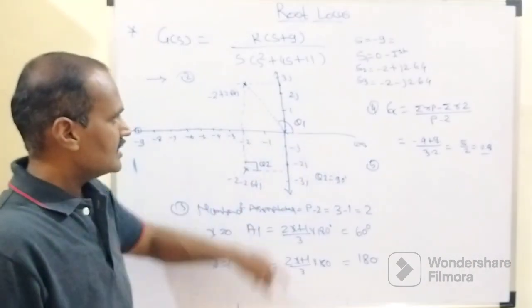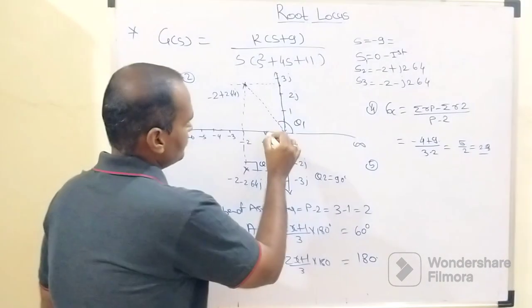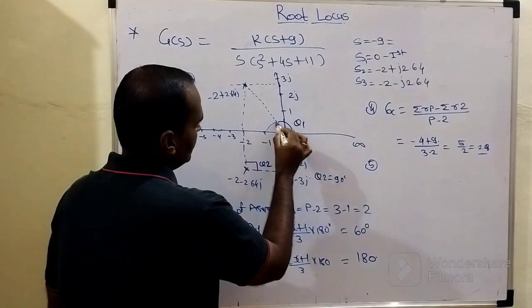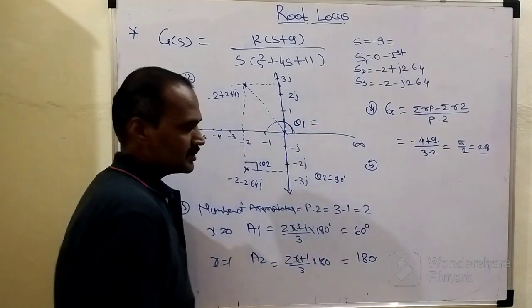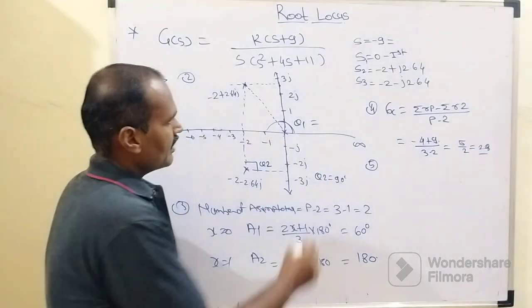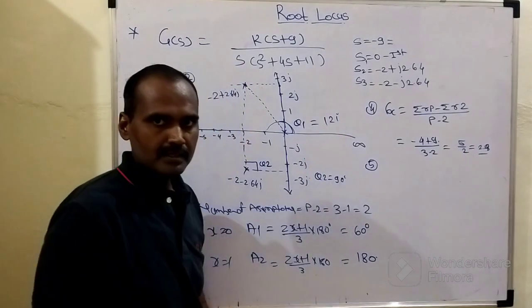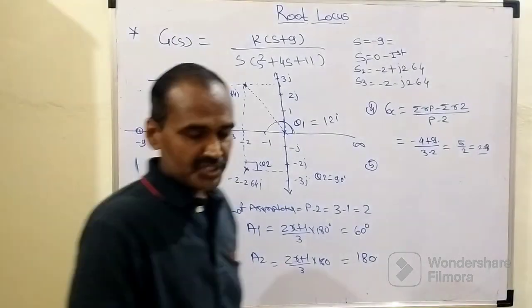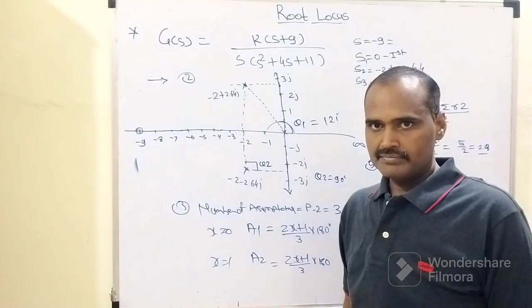So in order to measure this phi 1 with the help of that protractor, we need to put this protractor like this and measure this angle. After going through this measurement, phi 1 equals, I think, 121 degrees. Then after that we have one zero which is placed at -9, right?